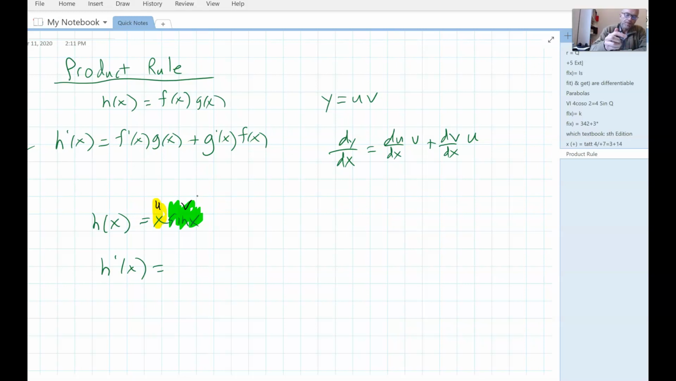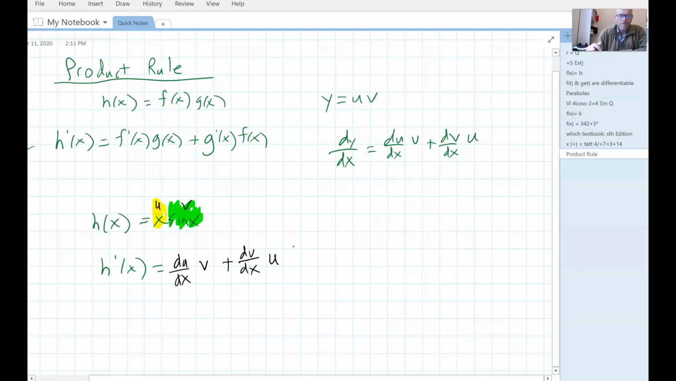So that means I want, first of all, du dx times v plus dv dx times u. Okay? Kind of mixing notation here, aren't I? So let's change this, so we don't mix notation, to dh dx. All right?